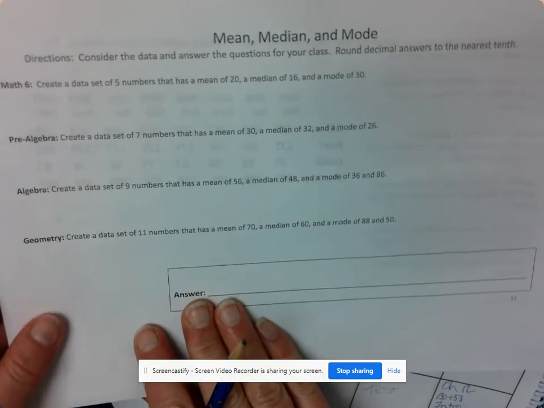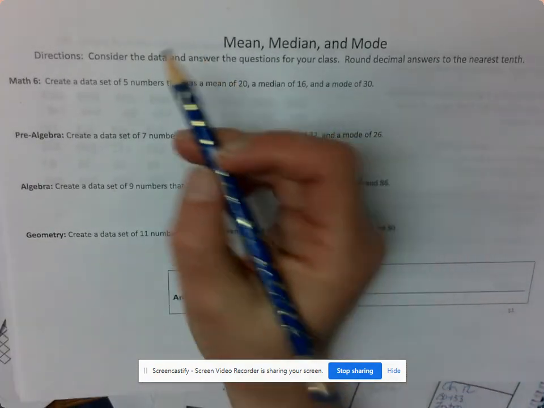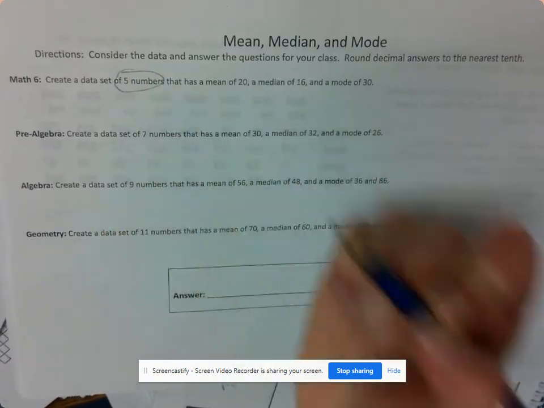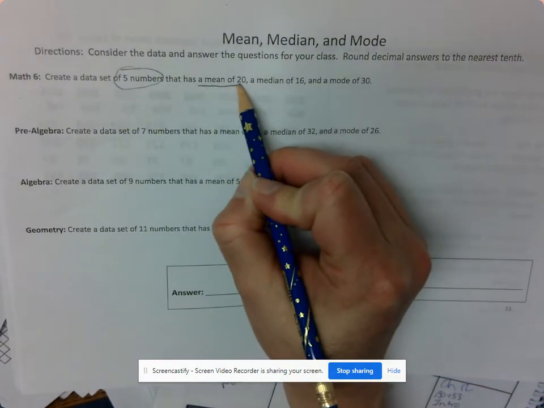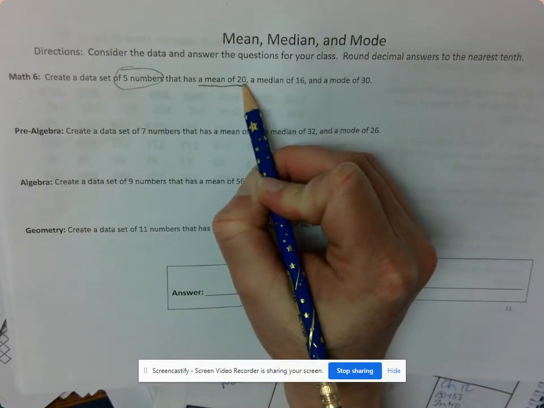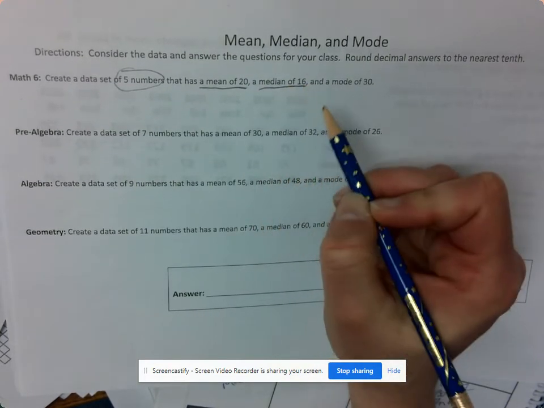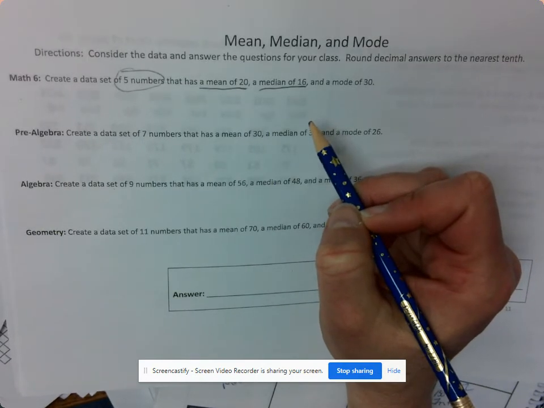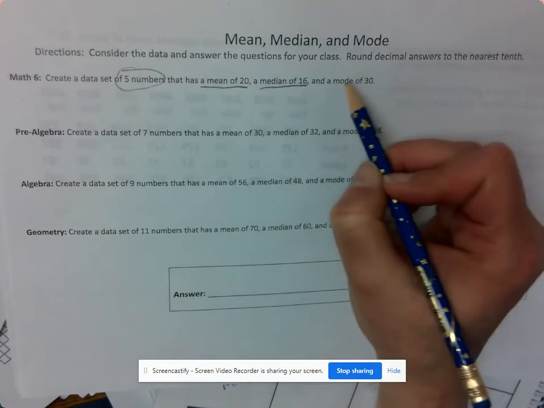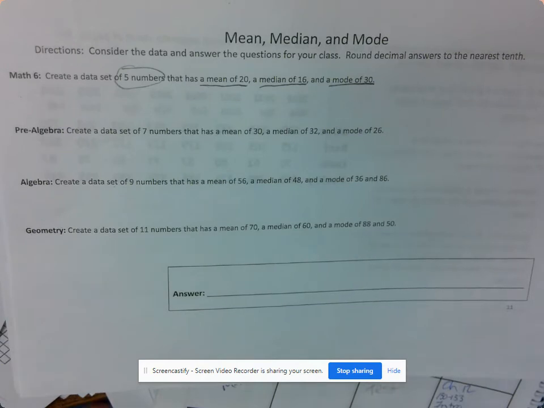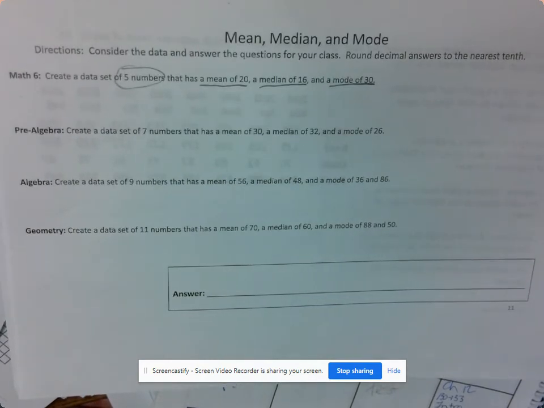Mean, median, mode. Create a data set of 5 numbers that have a mean of 20. If we add all 5 numbers up and divide it by 5, we get 20. It has a median of 16. Your middle number needs to be 16. And a mode of 30. The number you use the most is 30.